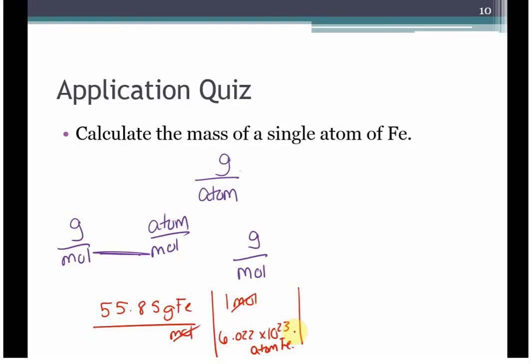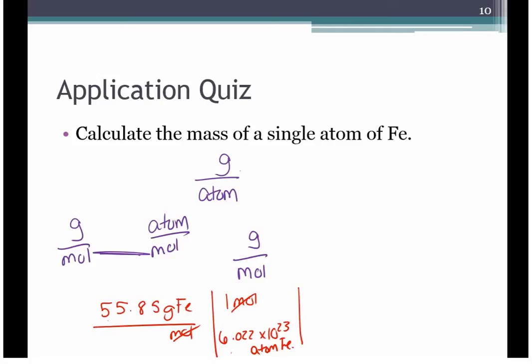Now guys, this is a problem where if you do not know how to enter it into your calculator, you will absolutely get the wrong answer. And I'd say about half the class usually misses this because they don't enter it in their calculator correctly. You have to tell your calculator the correct order of operations. If you enter this as 55.85 divided by 6.022 times 10 to the 23rd, it's going to divide this by this and then multiply by the times 10 to the 23rd. It's going to give you a positive exponent.